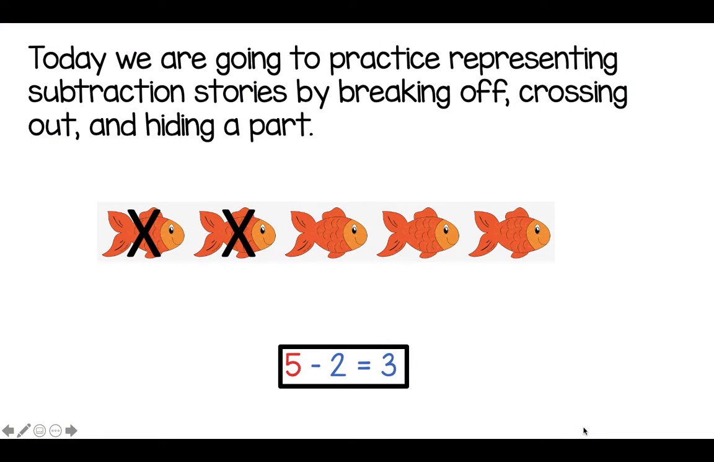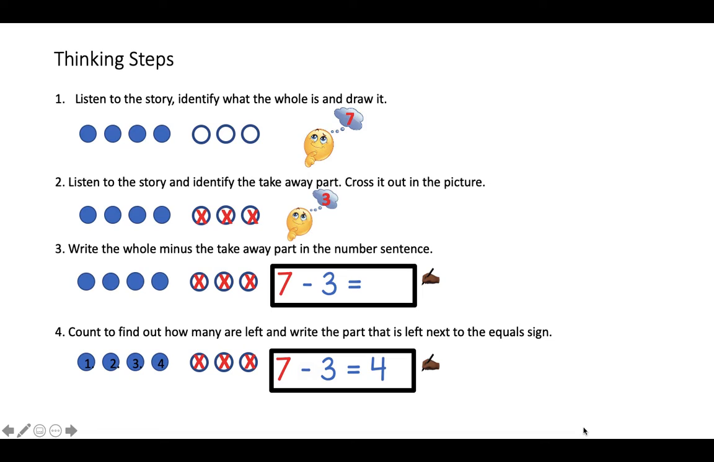So today, we are going to practice representing subtraction stories by breaking off, crossing out, and hiding a part. So remember, I listen to the story and identify what the whole is, and then I draw it. Then I listen to the story and identify what is the takeaway part, and I cross it out. Then I write the whole minus the takeaway part for the number sentence, and then I count what's left, and I fill in that number by the equal sign.